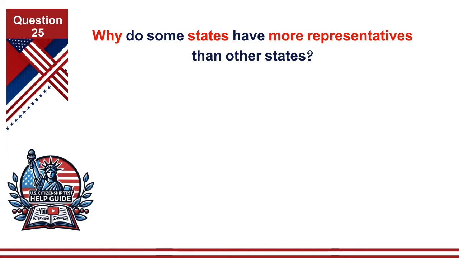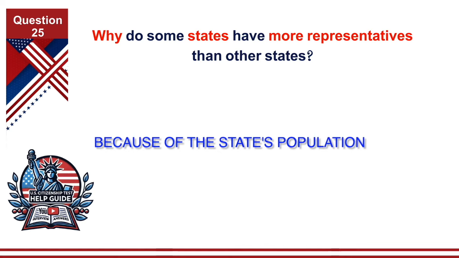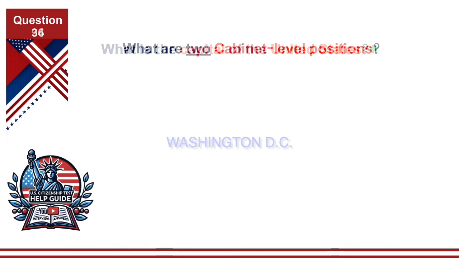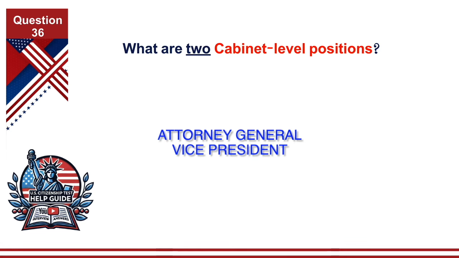Why do some states have more representatives than other states? Because of the state's population. What is the capital of the United States? Washington, D.C. What are two cabinet-level positions? Attorney General. Vice President.